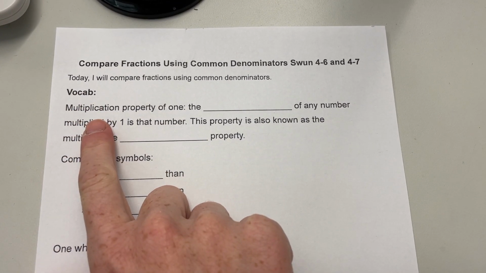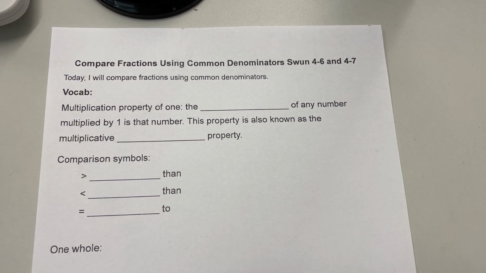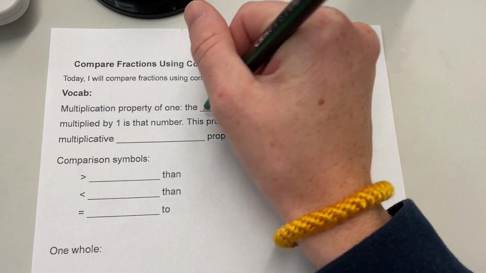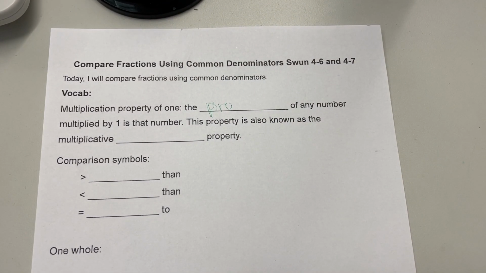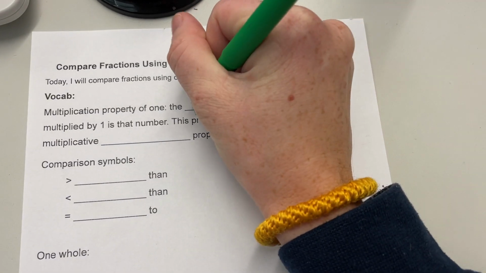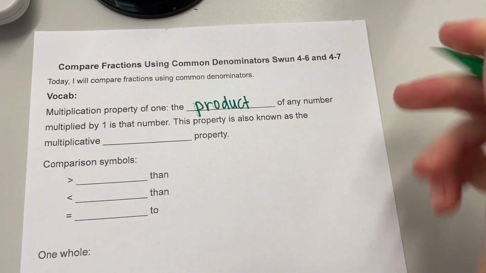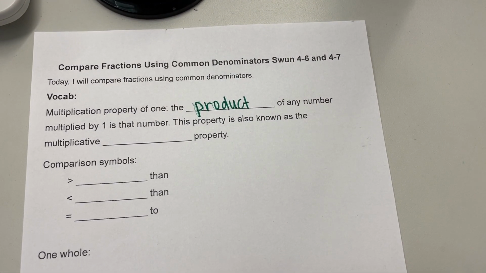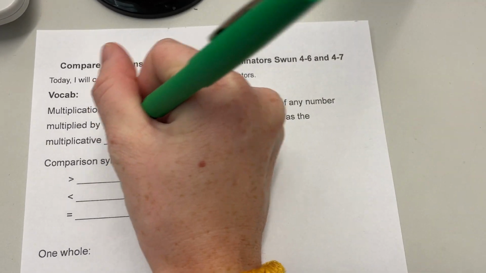Vocabulary, our first one is multiplication property of 1. The product of any number multiplied by 1 is that number. This property is also known as the multiplicative identity property.